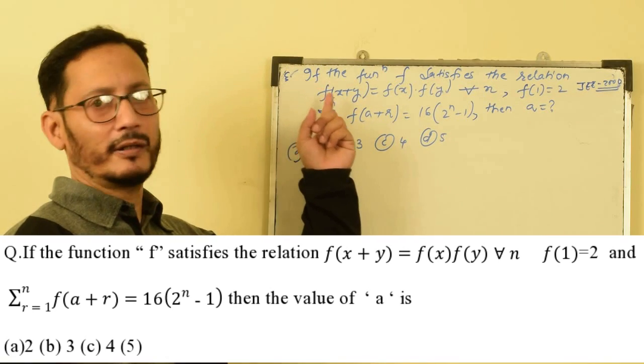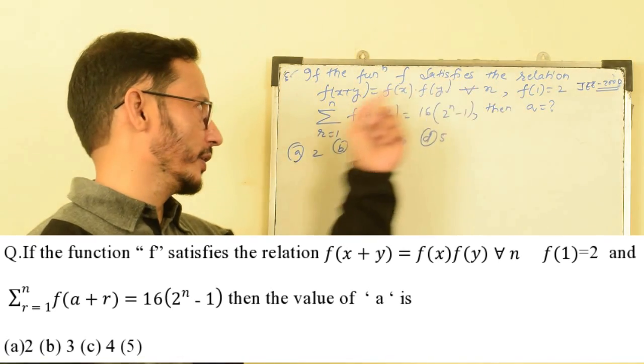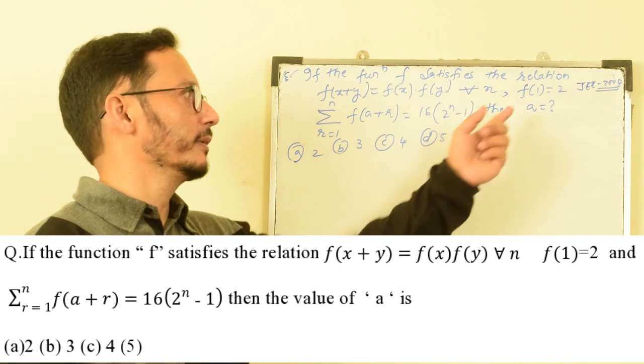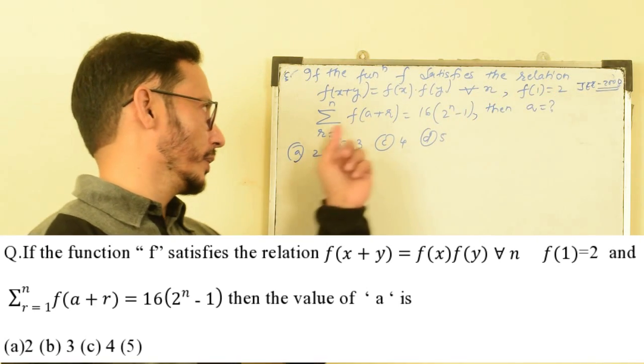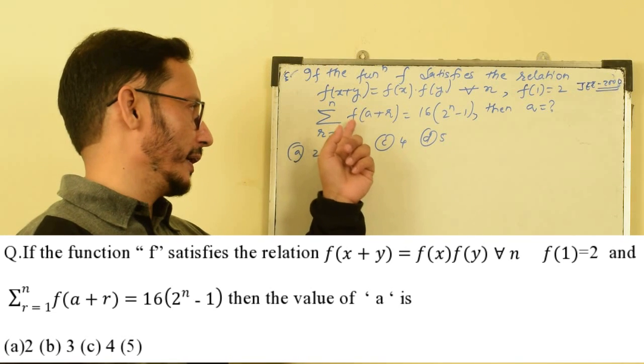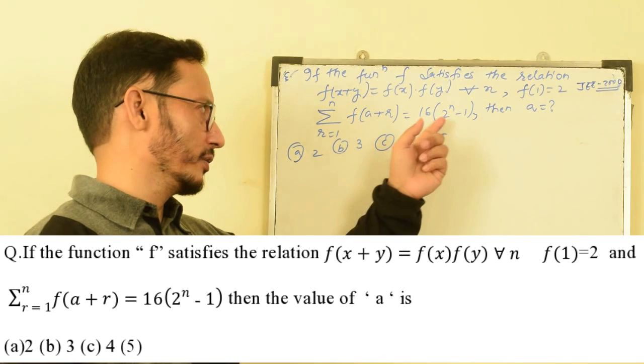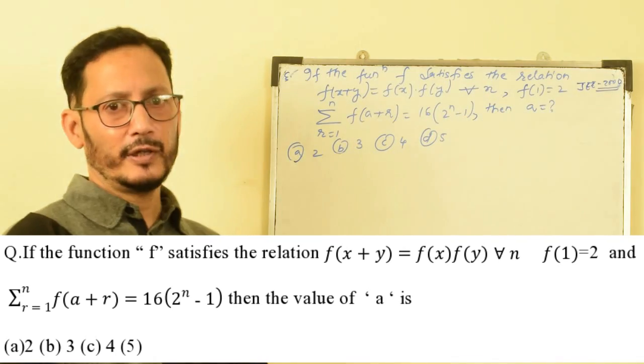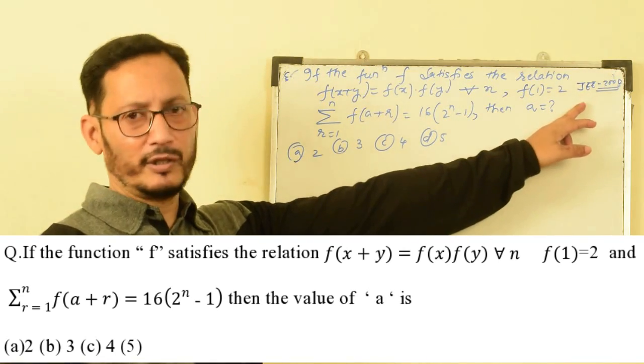Let us discuss this problem. The problem is given: if the function f satisfies the relation f(x plus y) is equal to f(x) into f(y) for all natural numbers, f(1) is equal to 2, and the summation of r equal to 1 to n of f(a plus r) is equal to 16 times (2 to the power n minus 1), then we have to find the value of a. This problem came in J 2000.